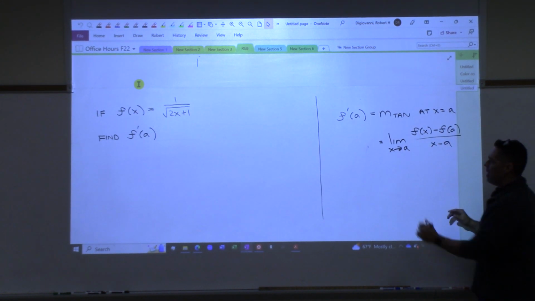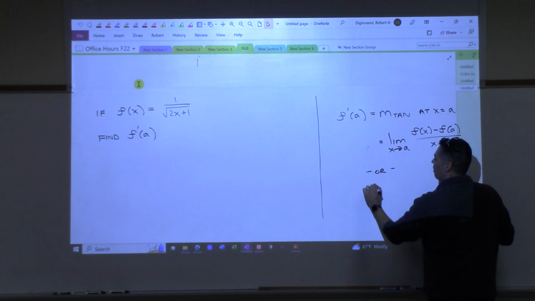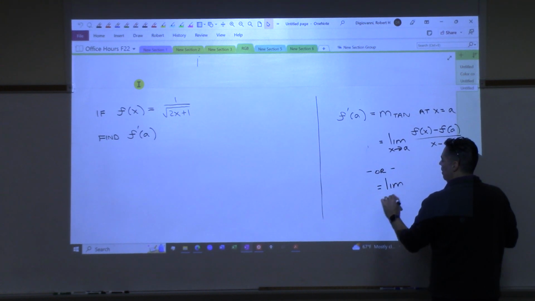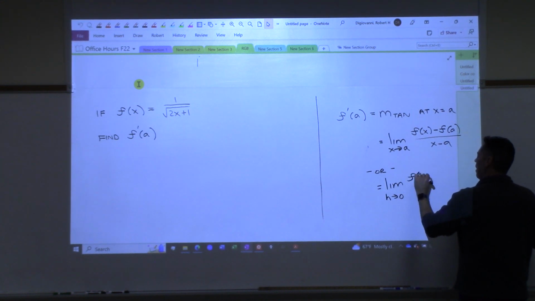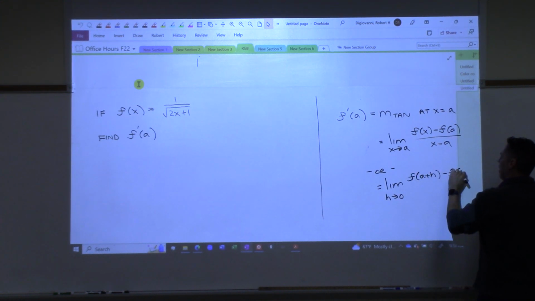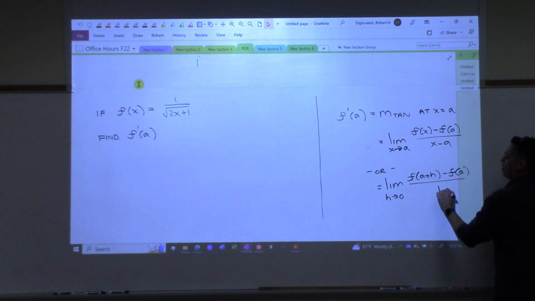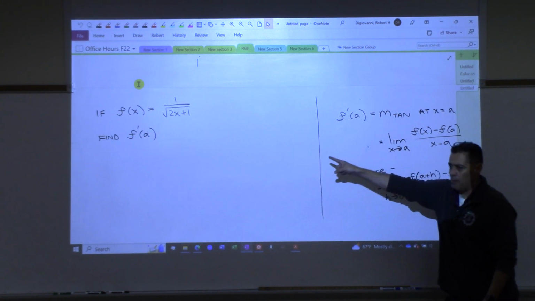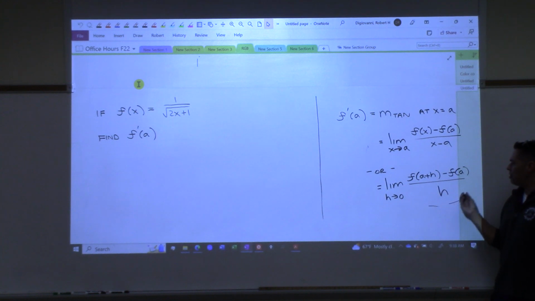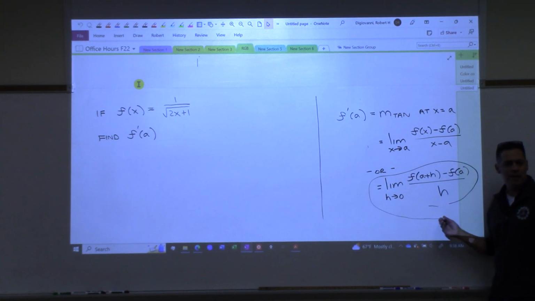But now we have a second definition: limit as h goes to 0 of f of a plus h minus f of a all over h. We have choices now of which one we want to use. So let's do this problem, but let's force ourselves to use this definition just so we can get another practice problem with it, right?